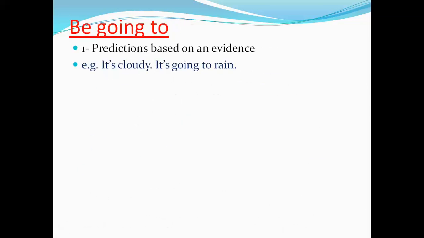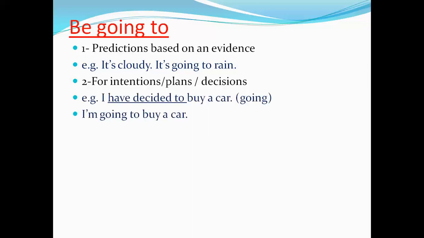Now, let's move to be going to. We use be going to for predictions based on evidence, like, it's cloudy, it's going to rain. We use it also for intentions, plans, or decisions. Here we have an example. I have decided to buy a car, and I ask you to use going. How to answer this? Delete have decided to, then use going. You will say, I'm going to buy a car.